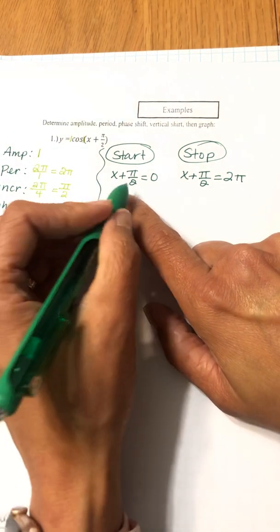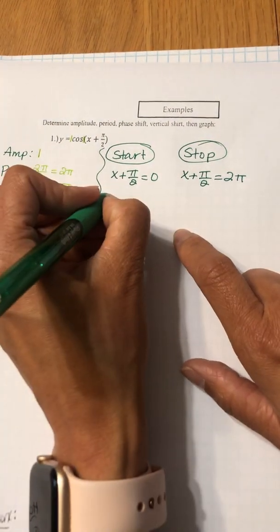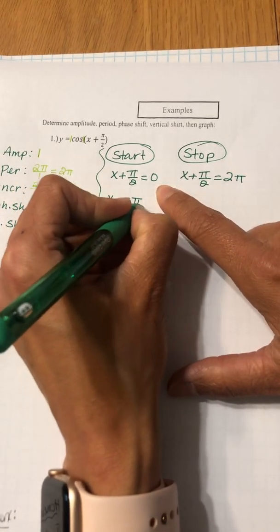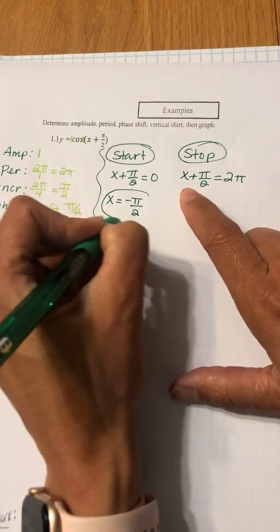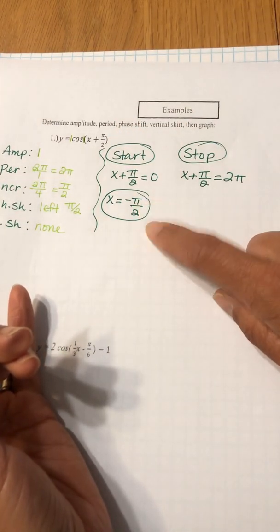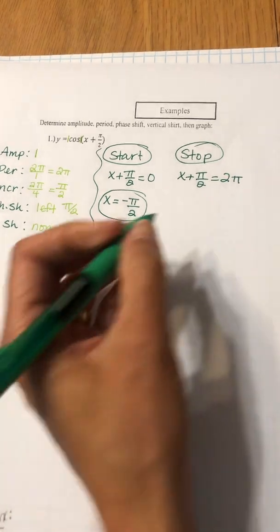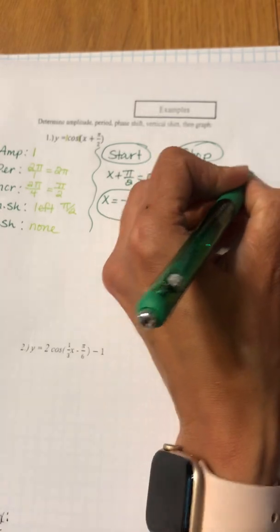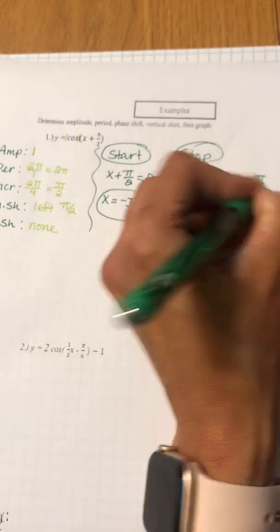So for the start, I would have to subtract pi over 2 on both sides, and 0 minus pi over 2 is a negative pi over 2. So we're starting on the negative side this time, but that's because we went to the left. So we're going to start at negative pi over 2. I need to subtract pi over 2 from both sides for the stop. I'm going to write it over here.